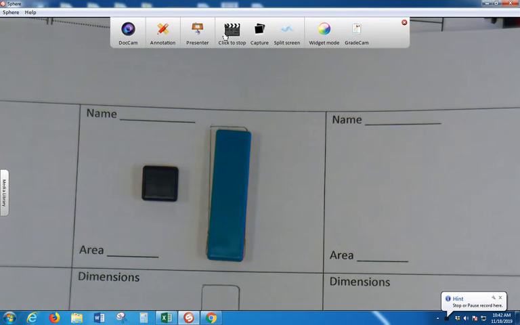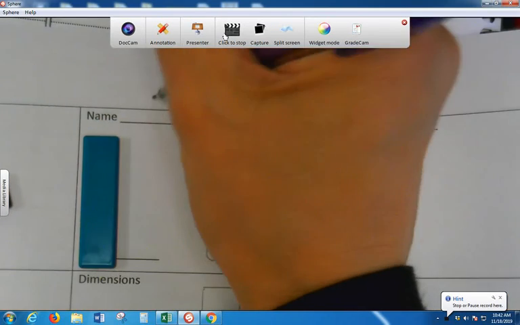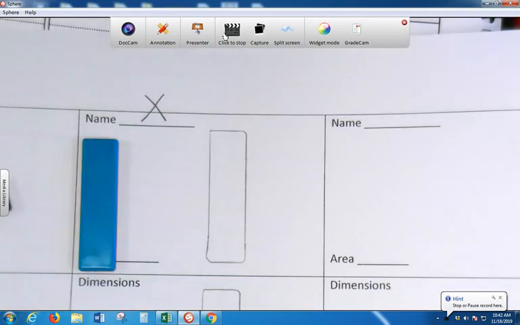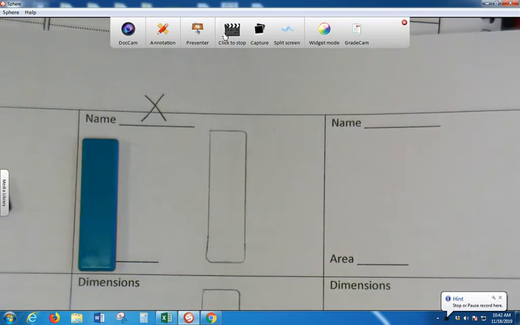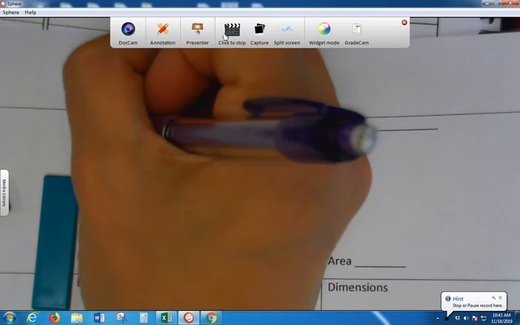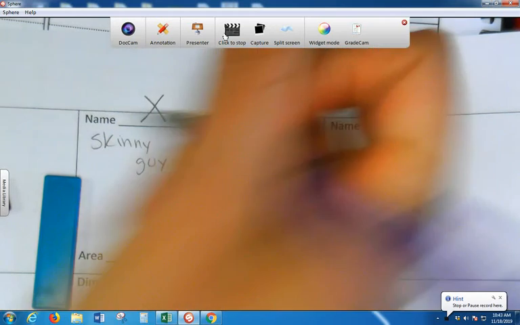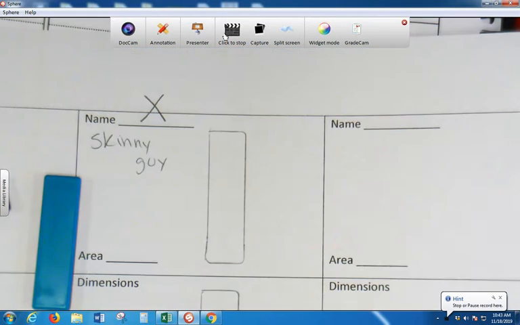Okay, the name of this one is called X. Why is one called X? Why not 2? Alright. Miss Van Dyke likes to call them the skinny guys. Tall? I understand why it's X.